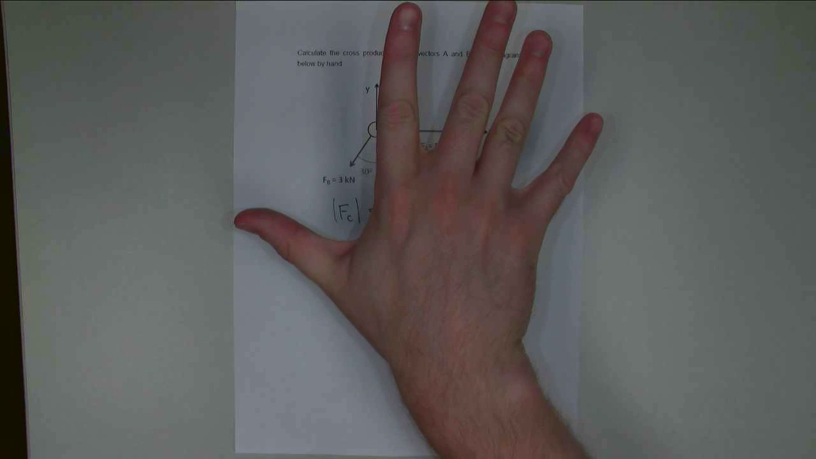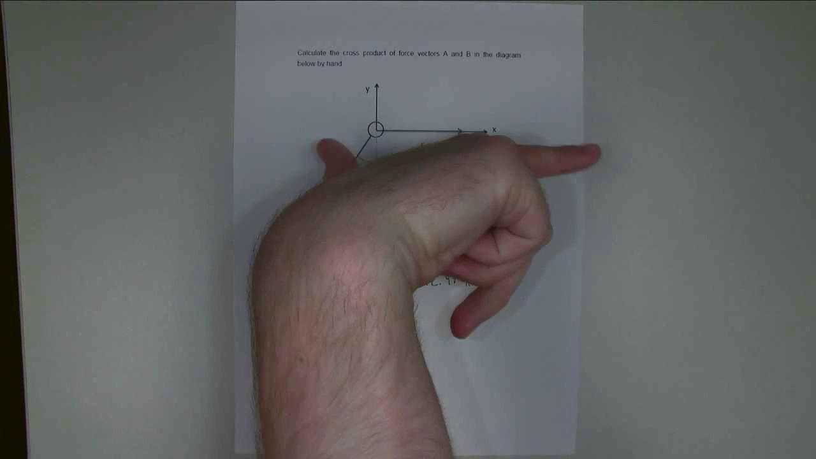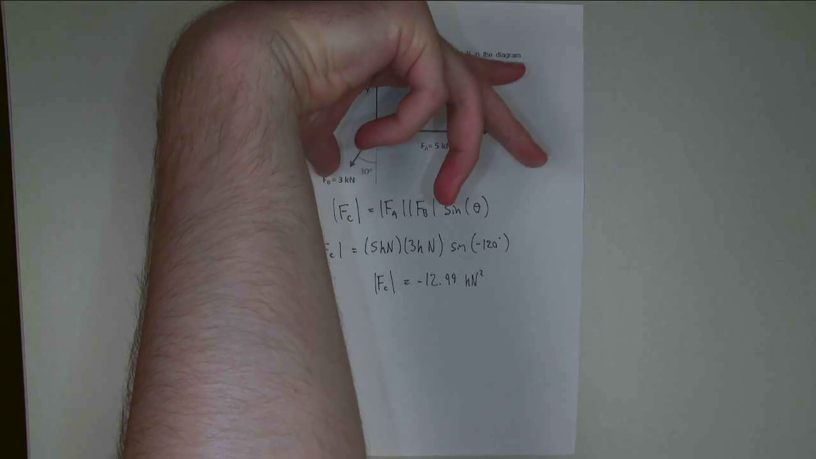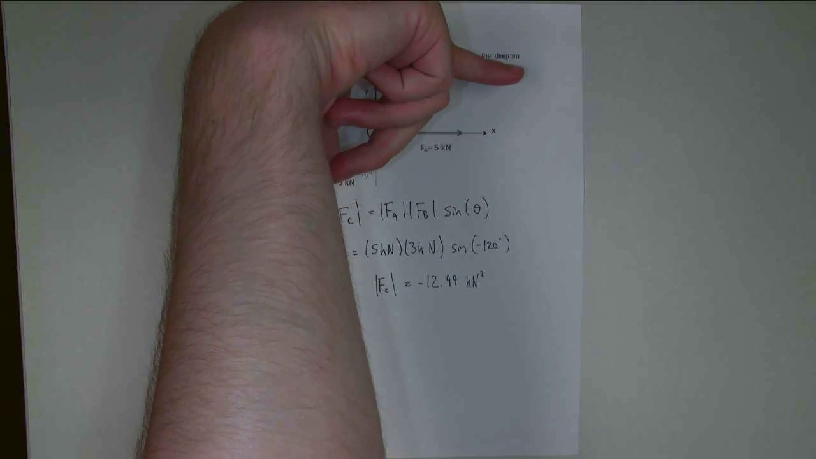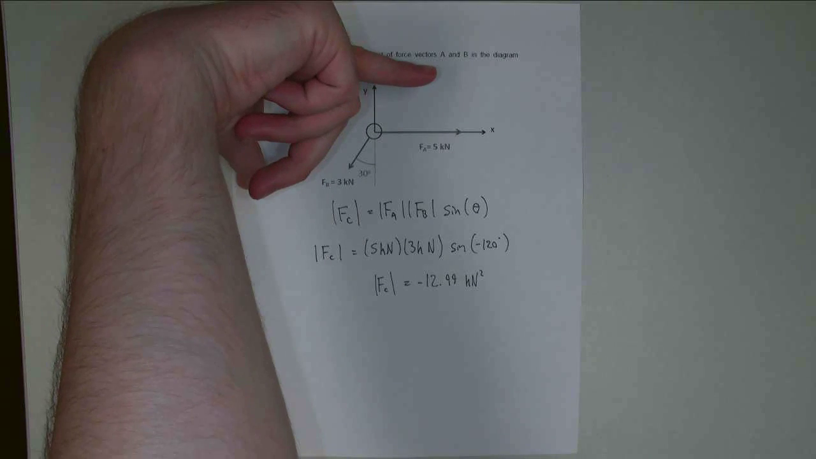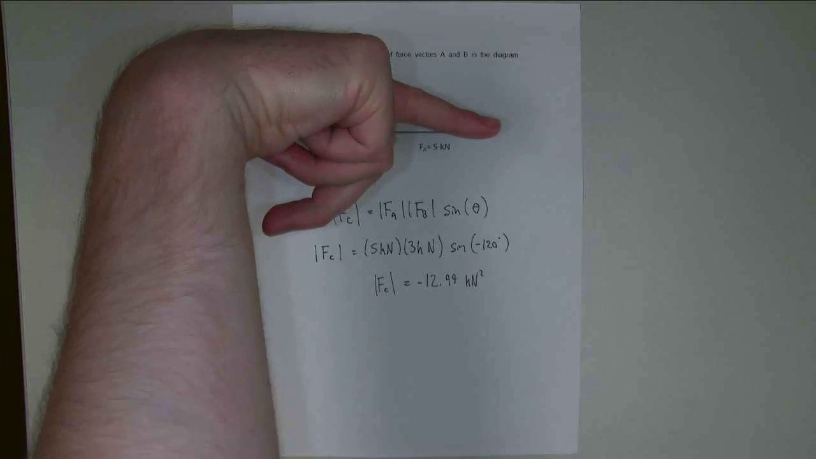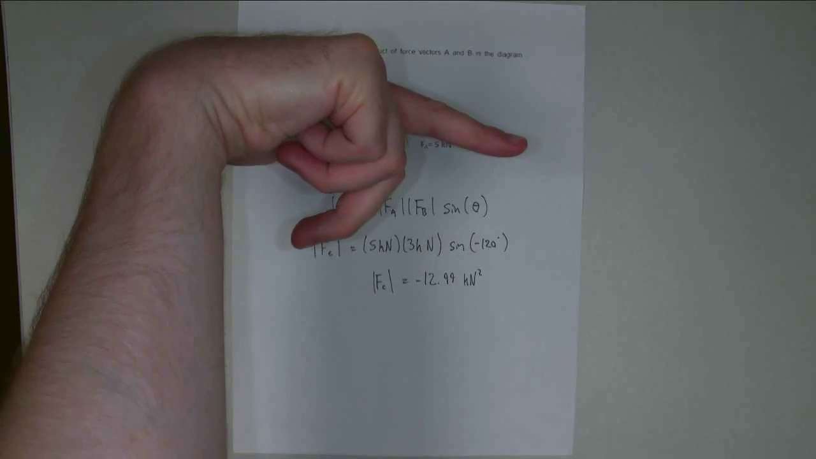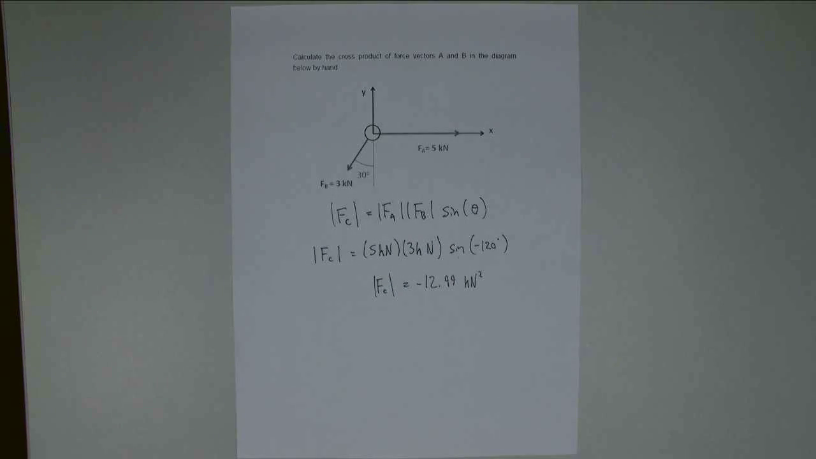So I take my right hand, and I'm going to stick my index finger in the direction of vector A, and then curl around my middle finger and try to do that in the direction of vector B. So you can kind of see that, and then whatever direction my thumb, which I'm sticking straight out, is going, it's going straight into the page. And so that happens to be the negative z direction.